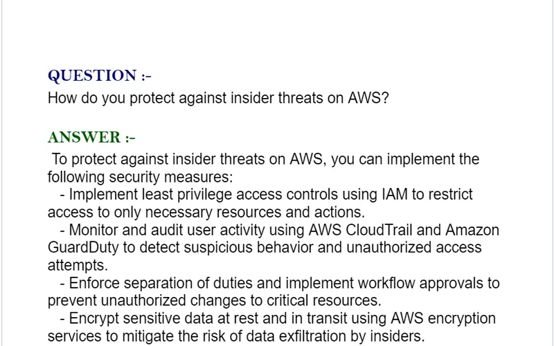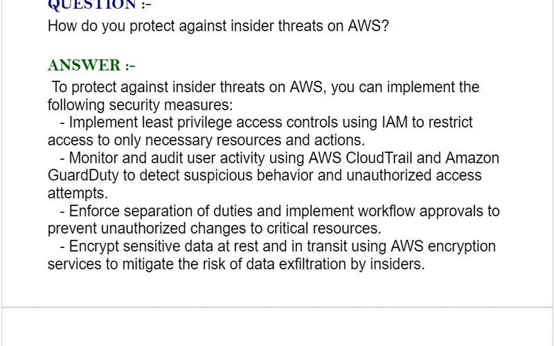Our next interview question is: how do you protect against insider threats on AWS? Your answer should be to protect against insider threats on AWS. You can implement the following security measures.